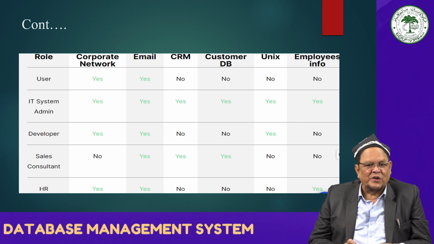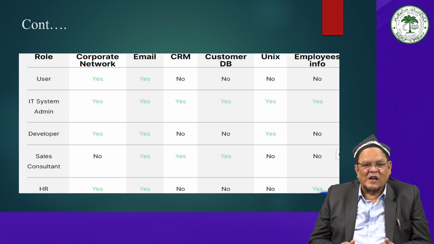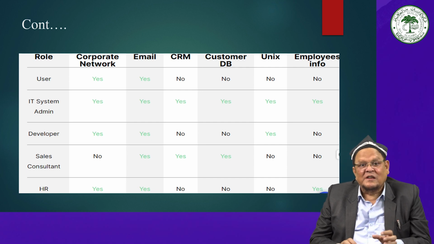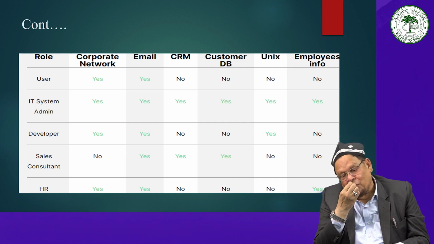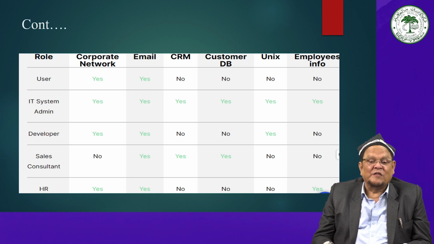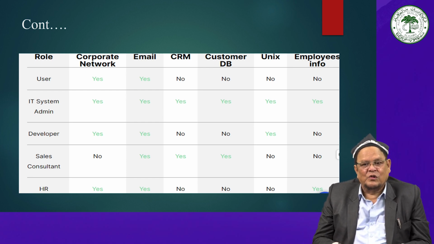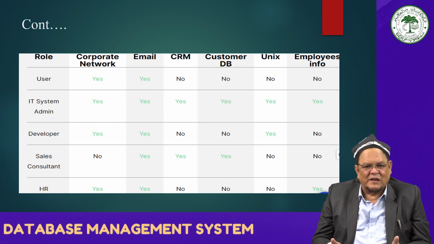He has permission for corporate networks, he can do email, CRM also, customer DB also, and Unix and employee information. It means IT administration can access the information about the employees also. He has been given permission, or you can say privilege, for all the activities. He can update, delete, whatever he can see.